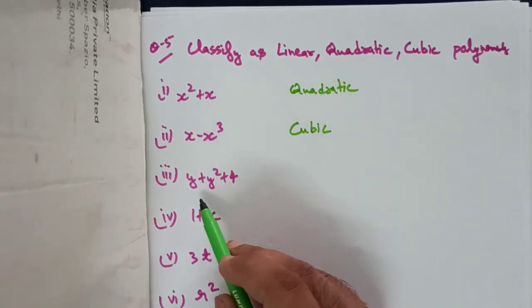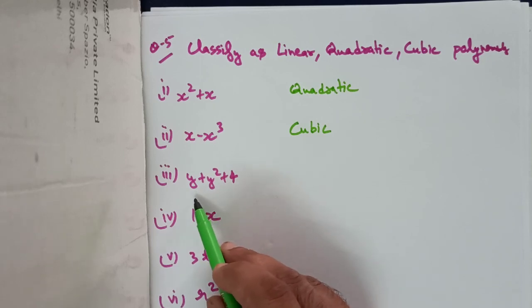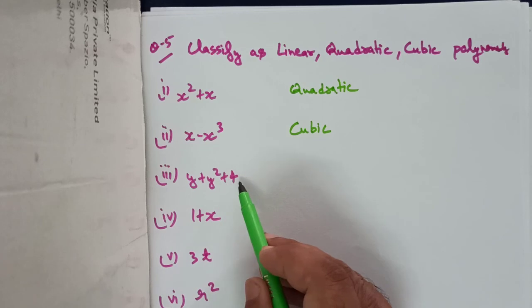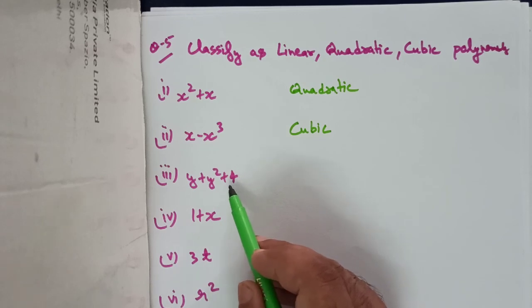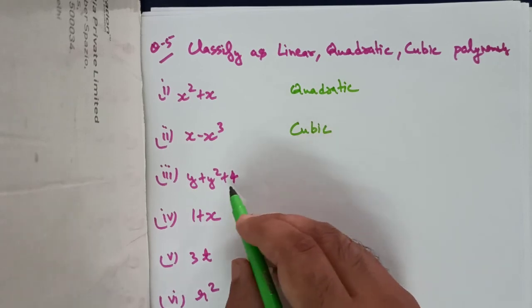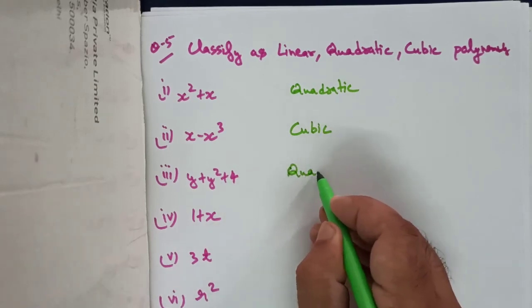In the third case, we are having 3 terms. First term we are having degree 1, second term we are having degree 2 and the third term we are having degree 0. So it is a polynomial of degree 2. So it is a quadratic polynomial.